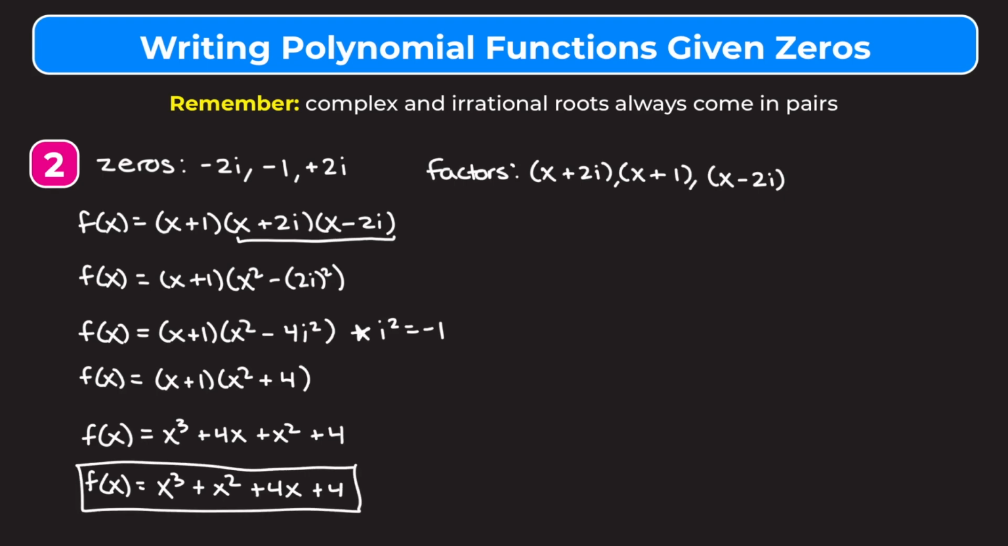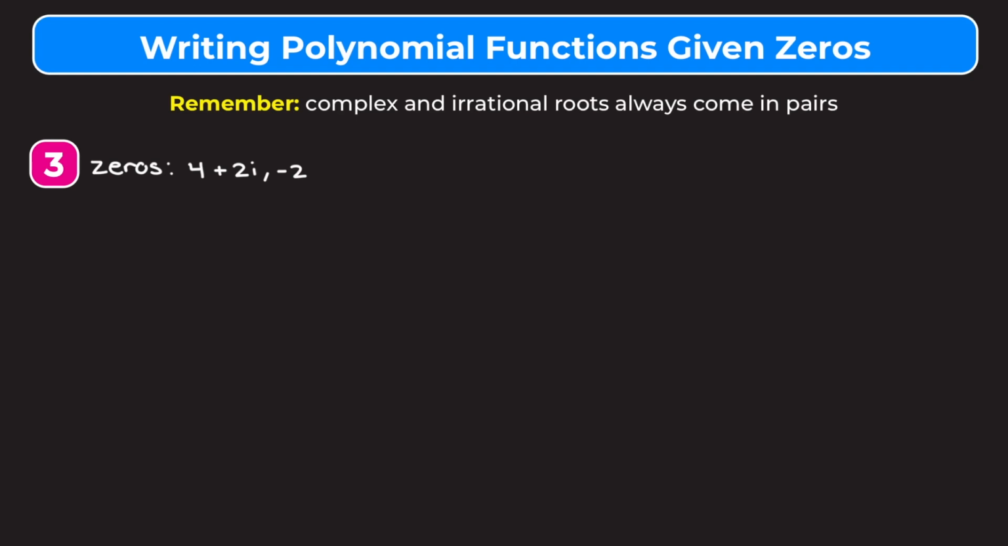Let's go through two more examples, one that involves irrational roots and one that involves a little bit more challenging imaginary roots. So for example 3, we have the zeros 4 plus 2i and negative 2. So again, we have a complex root. So we have 4 plus 2i, so we know this comes in a pair. And the way to figure out the other root is you want to change the sign in front of the i part of your root. So our other 0 is 4 minus 2i. You don't change the sign of the real number. So we don't change the sign of the 4.